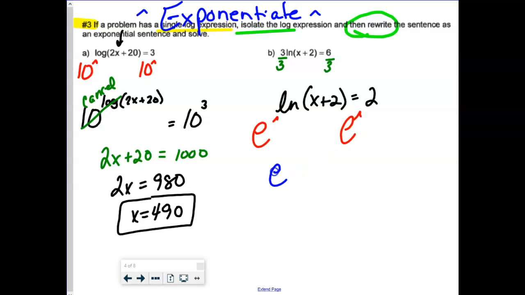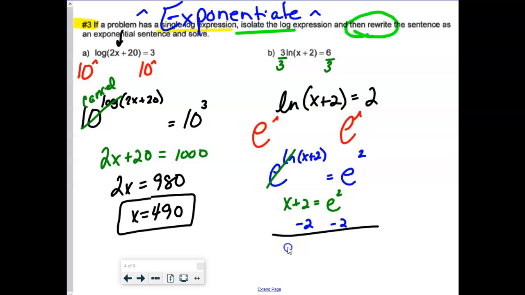Now, that's gross. So you have e to the natural log of x plus 2 equals e to the power of 2. I have no idea what that is, but what I do know is that e and natural log will cancel. And then the only other step I need to do, this is the moment I grab my calculator. e to the second power, and then subtract that 2 over, and then you got your answer. And of course, it's going to be irrational, because e's are irrational.